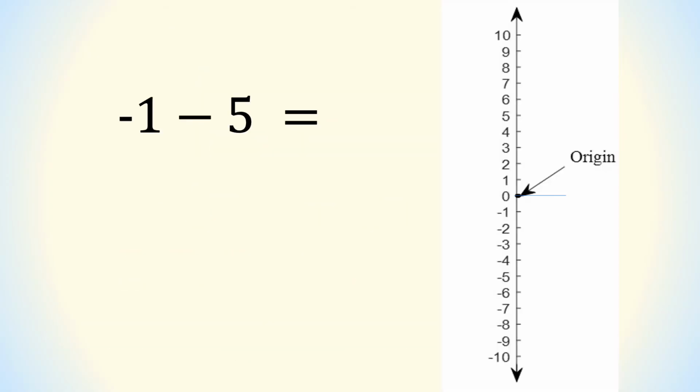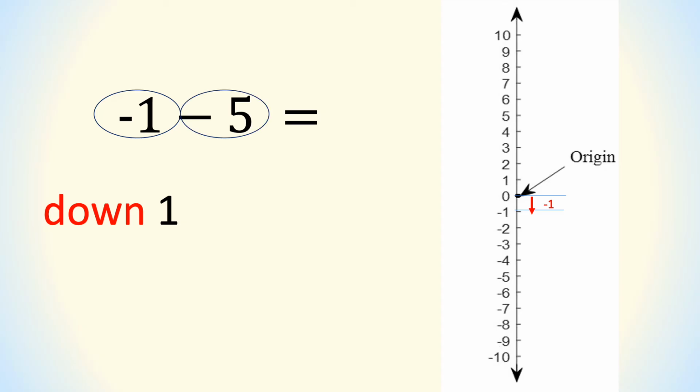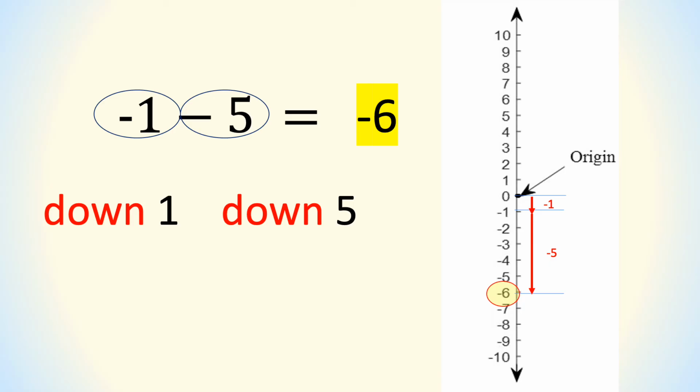Here's negative 1 minus 5 on the number line. We start from the origin and go down 1. Then we start from negative 1 and go down 5. And when we go down 5, we land at negative 6. Same signs, add and keep. Again, down 1, down 5, and we end up at negative 6. It's like we're subtracting 1 and subtracting 5. Whenever we subtract, we go down on the number line.